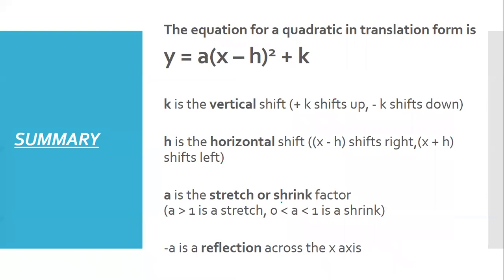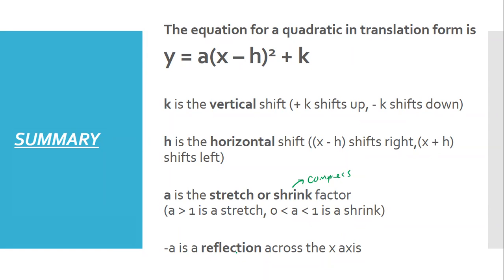A is our stretch or shrink factor, aka compress. You can either use the word shrink or compress. If A is greater than 1, then it's a stretch. If A is between 0 and 1, it's a shrink. And if A is negative, then it is a reflection across the x-axis. So that's the summary of all of that.